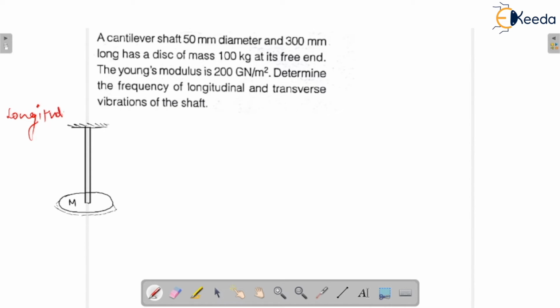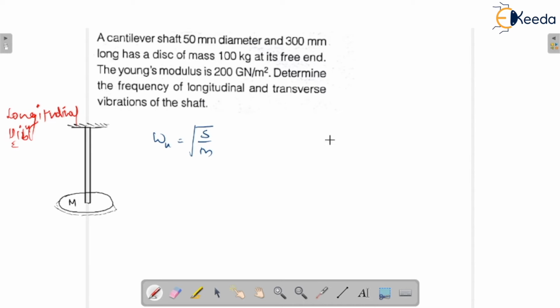Longitudinal vibration. In the next part, we will discuss transverse vibrations. So, in case of longitudinal vibration, if you want to determine the frequency, omega n is equal to square root of S upon m. So, what is S here? That is important because m is the mass of the rotor, nothing else.